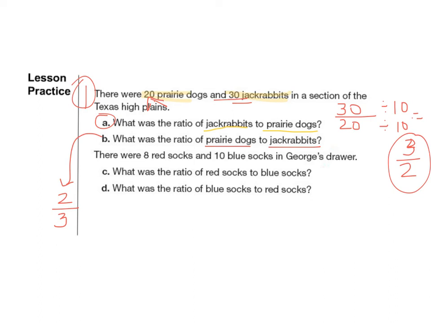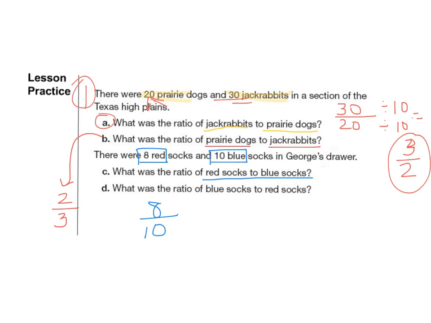Then we move on to questions C and D, and they all relate to the socks in George's drawer. So the question says, there were 8 red socks and 10 blue socks in George's drawer. What was the ratio of red socks to blue socks? In this case, there are 8 red and 10 blue. We need to pay close attention to the way it's been written. Red socks will go first, so that means 8 in the numerator compared to 10 in the denominator.